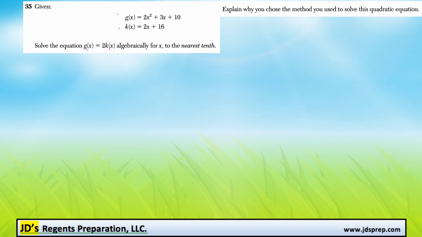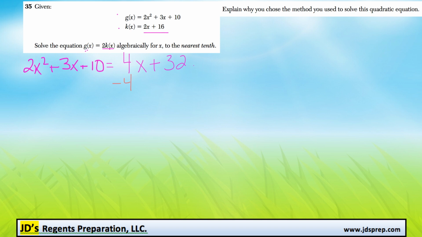So I'm going to write down g of x down here, so it's 2x squared plus 3x plus 10. And we know that's equal to 2 times k of x, so times 2. So instead of it being 2x plus 16, it'll be double that. So it'll be 4x plus 32. That makes sense? Okay, so now to solve this, I'm going to move everything over to the same side.